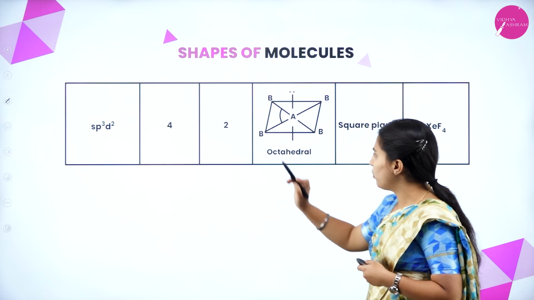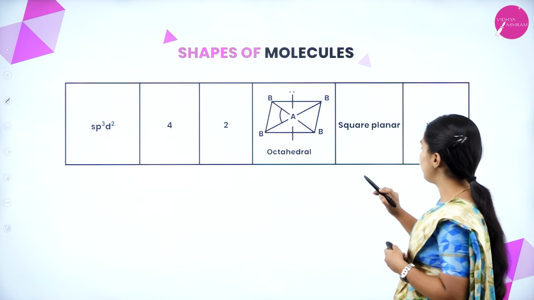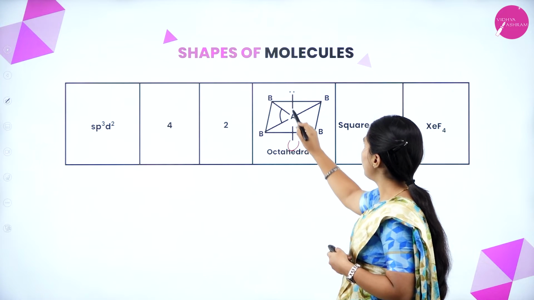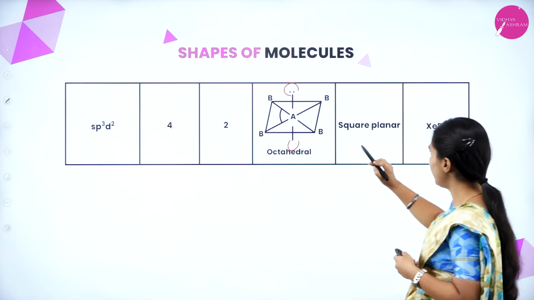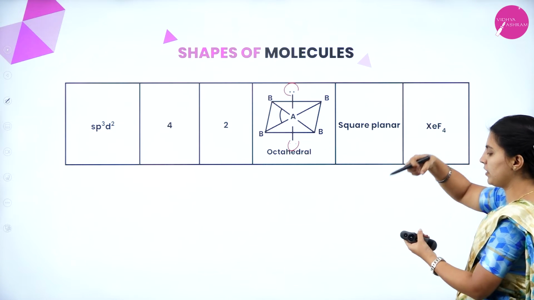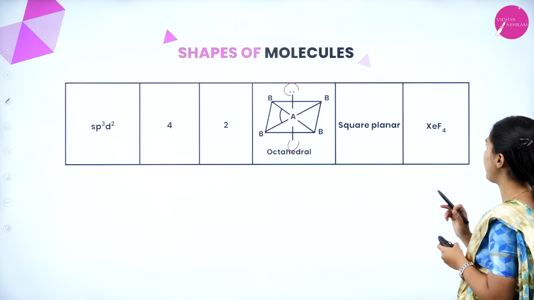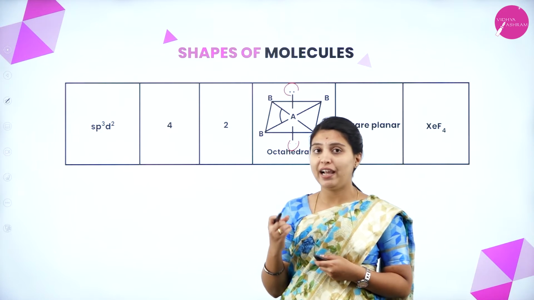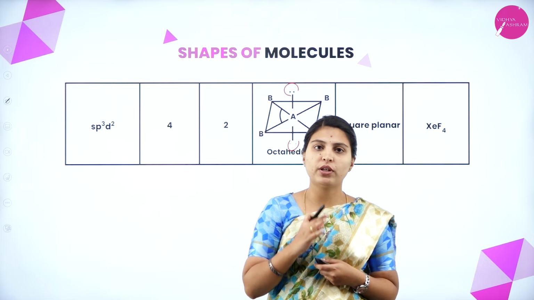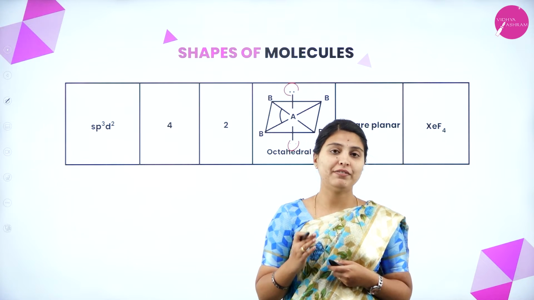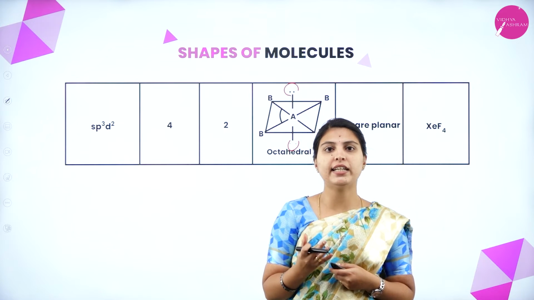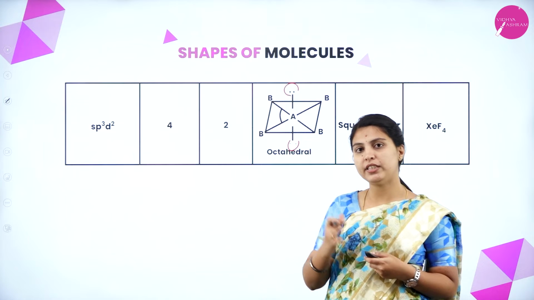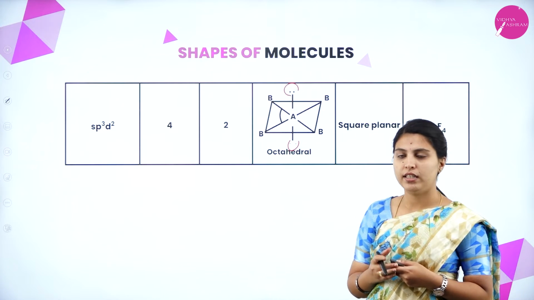sp3d2, 4 bond pair, 2 lone pair. Octahedral it should form, but due to here one lone pair is present, here one lone pair is present, that's why it will form square planar. This repulsion will take place, it will form square planar XeF4. It is also an exceptional case. We have understood that if only bond pairs are present, the regular geometry will form. If there is a presence of lone pair, it will get a distorted shape. By seeing this table, the distorted shape and the regular geometry, we can understand.